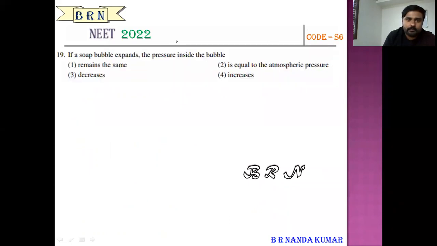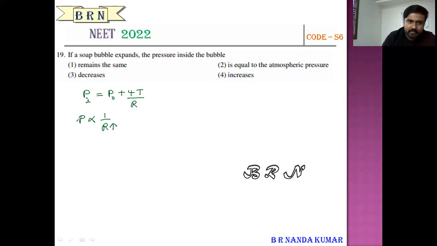Okay, so next one. If a soap bubble expands, the pressure inside the bubble. Actually, ಇಲ್ಲಿ ಒಂದು relation ಇದೆ ನೋಡಿ. Pressure inside the bubble is equal to pressure outside the bubble plus 4 times surface tension divided by R. So how does the pressure depend on radius, that is inversely proportional. Okay, so ಇಲ್ಲಿ soap bubble expand ಆಗ್ತದೆ ಅಂದ್ರೆ radius increase ಆಗ್ತದೆ.